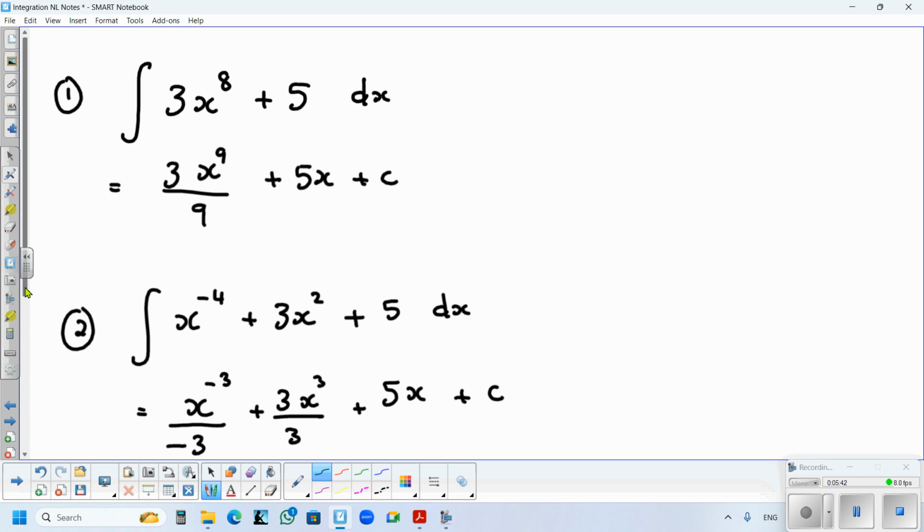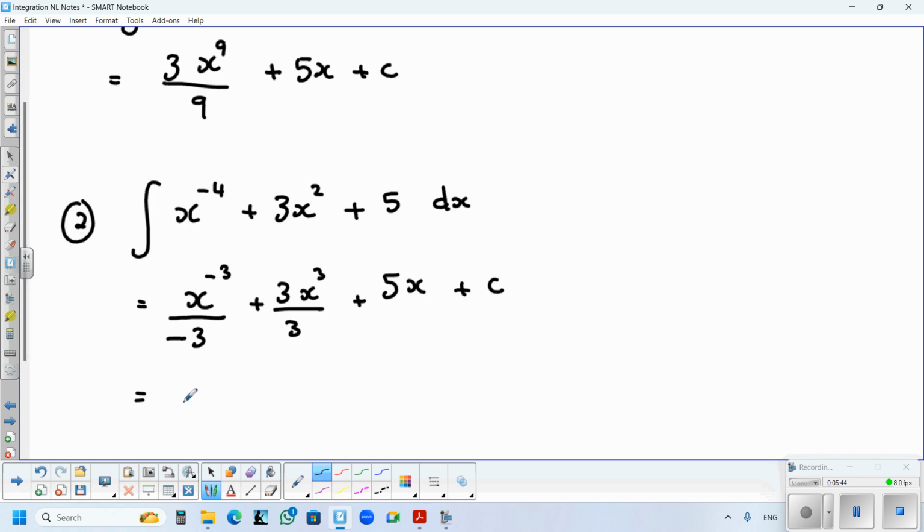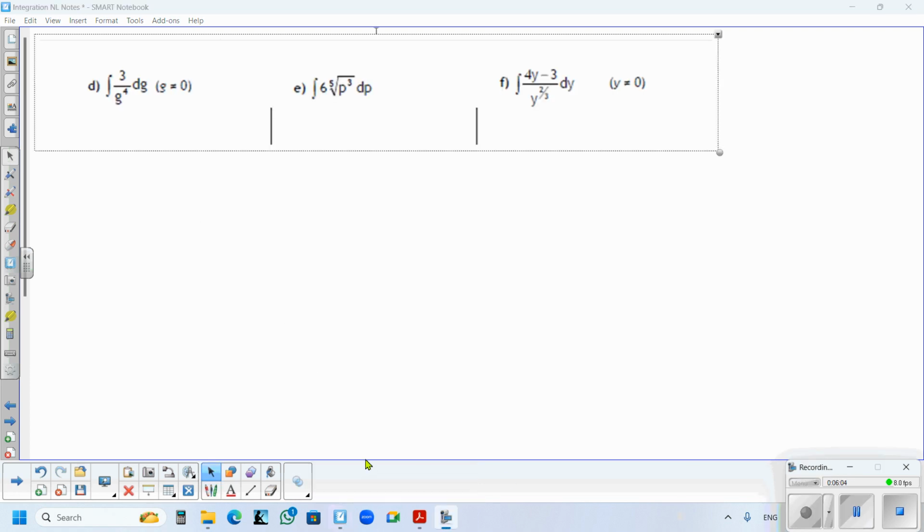Now, that one there can be tidied up. That could be -1/3 x to the power of -3, and those two 3's cancel each other out, so it's plus x cubed plus 5x plus c. You've got plenty of practice doing that when you're going through the course of the examples. Okay, back to the notes.